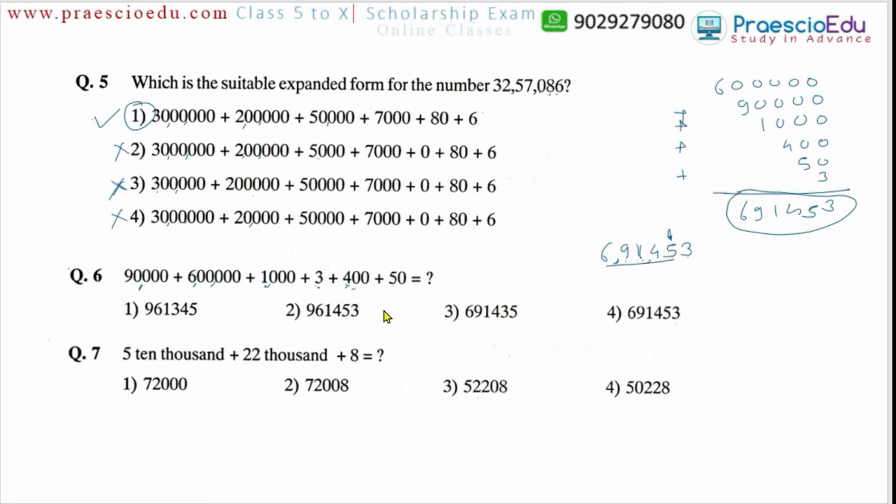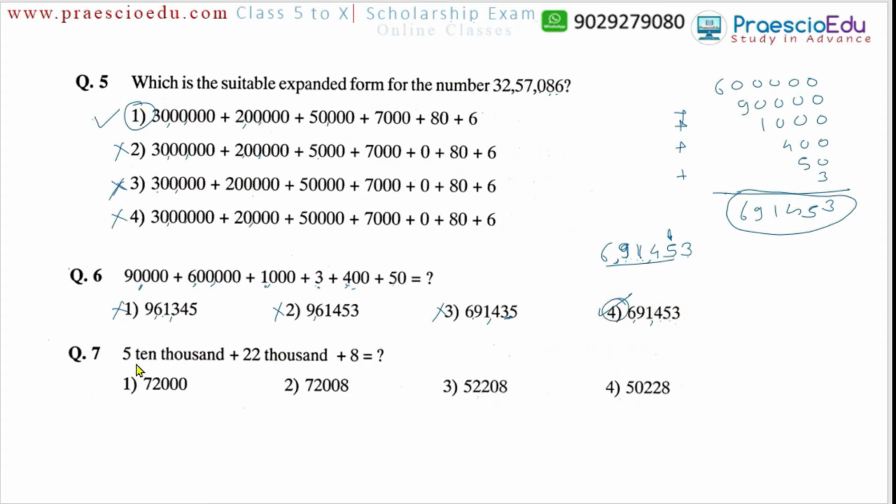In our options, 9 lakh 61 is not it, but we require 6 lakh 91,000, so this number is incorrect. Then 9 lakh here also, so option number 2 is also incorrect. In option number 3, 6 lakh 91,435 is mentioned, but we require 53, so this option is also incorrect. Then 6 lakh 91,453, so option number 4 is correct.